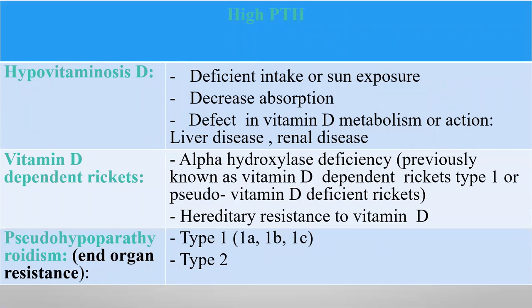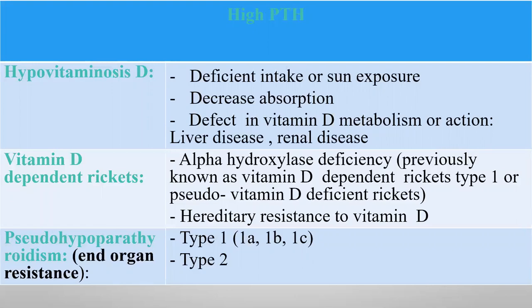As regards the causes of hypocalcemia associated with high PTH, it could be due to decreased level of vitamin D, due to deficient intake, lack of sun exposure, decreased absorption, or liver disease or renal disease, or it could be vitamin D dependent rickets, which is due to alpha hydroxylase deficiency, or there is a hereditary resistance to vitamin D.